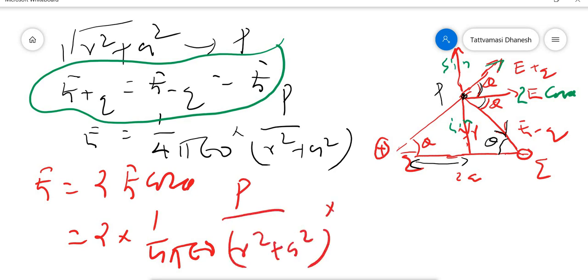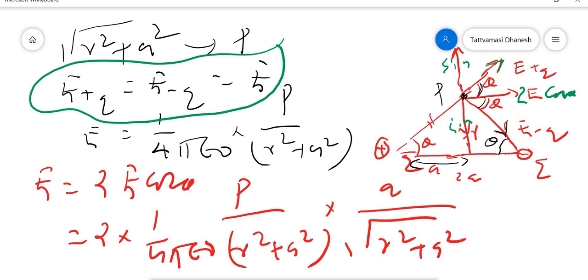What is cos theta here? Cos theta is adjacent side by hypotenuse. That is the adjacent side, this side is A. So adjacent side by hypotenuse, where the hypotenuse is root of R square plus A square. I told you this is the hypotenuse, and this is A. So you understood. Now cos theta, in any triangle you can take from there, is A by root of R square plus A square.